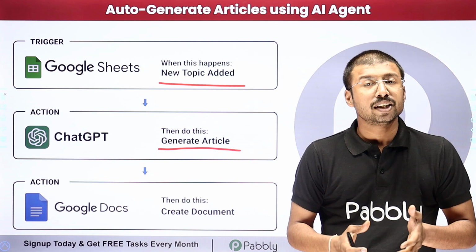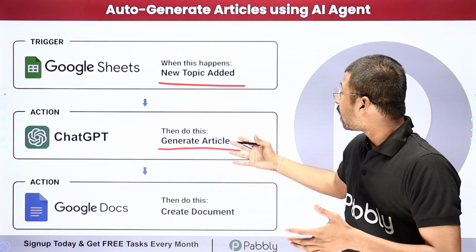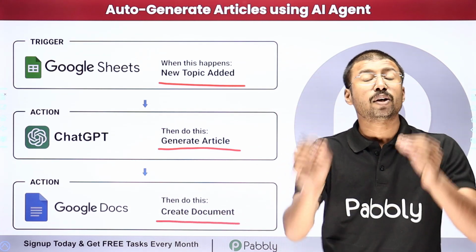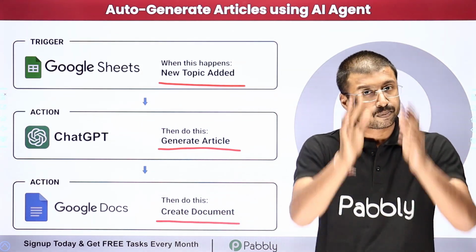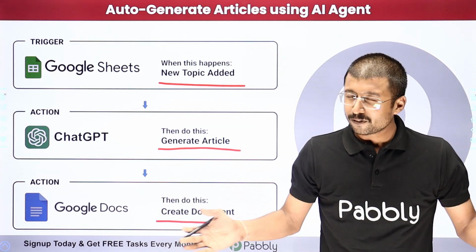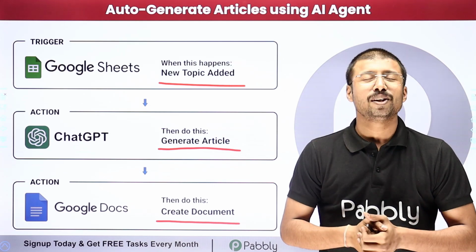Also, using the same automation, the article which we have generated will be added in Google Doc, and a new document will be created for each and every article. Now, if you want to learn how you can set up this complete automation all by yourself, for that you just have to come with me to my screen.